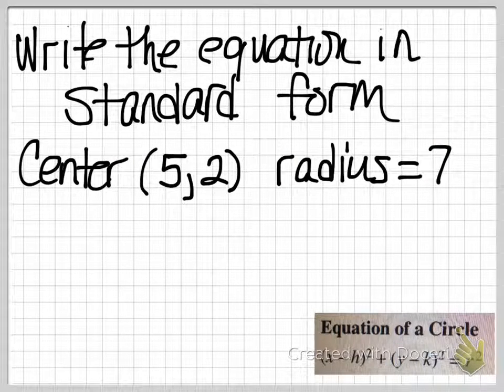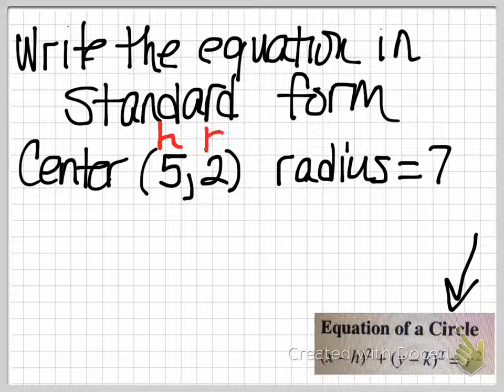Then finally, what we want to end up doing is take our information about the circle and write the equation in standard form. So we want our answer to look like the formula sheet. So since our center is at (5, 2), 5 would represent h in the equation, and 2 would represent k in the equation, and 7 would represent r.